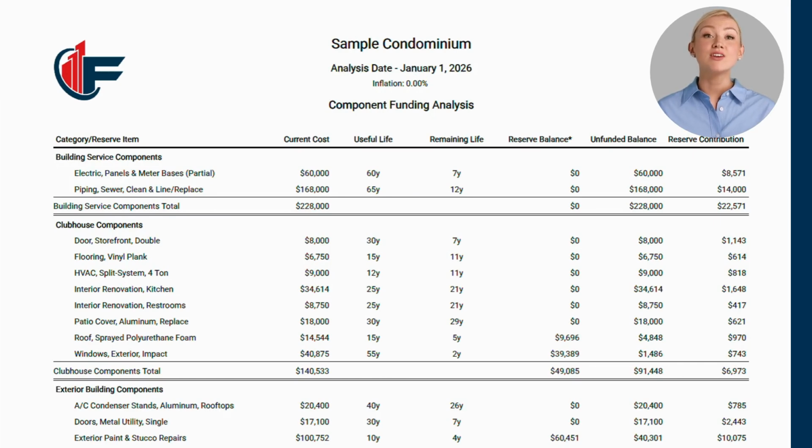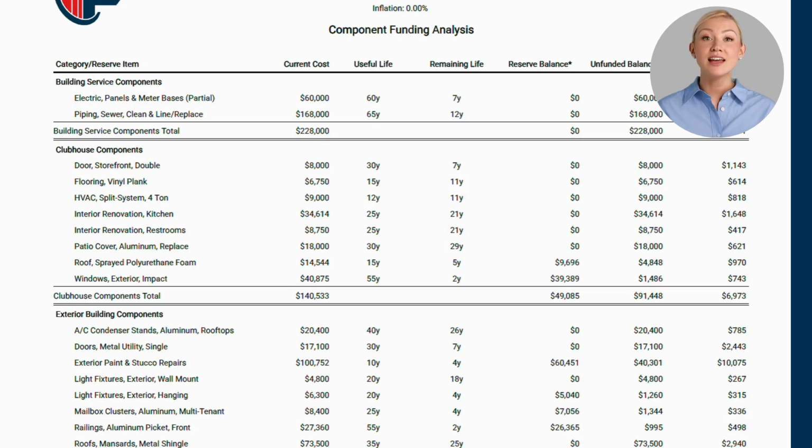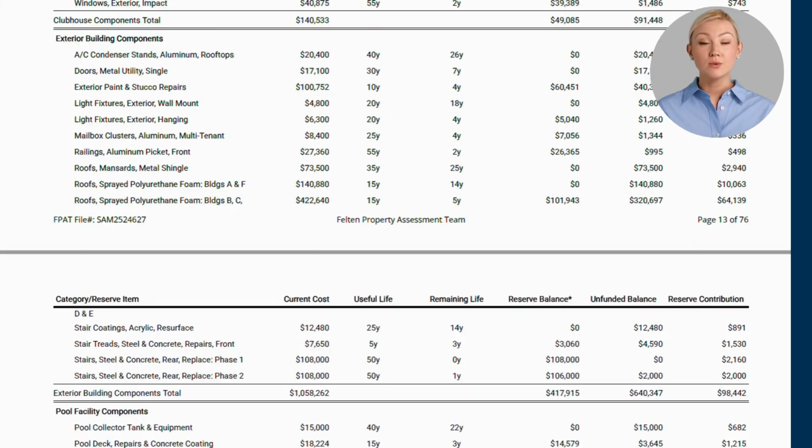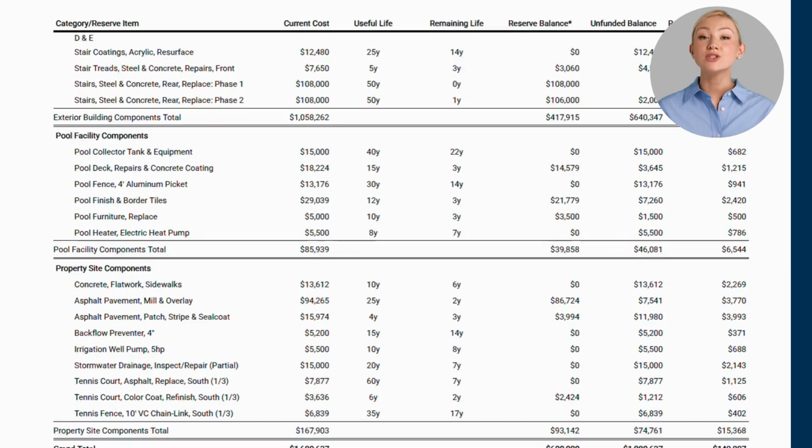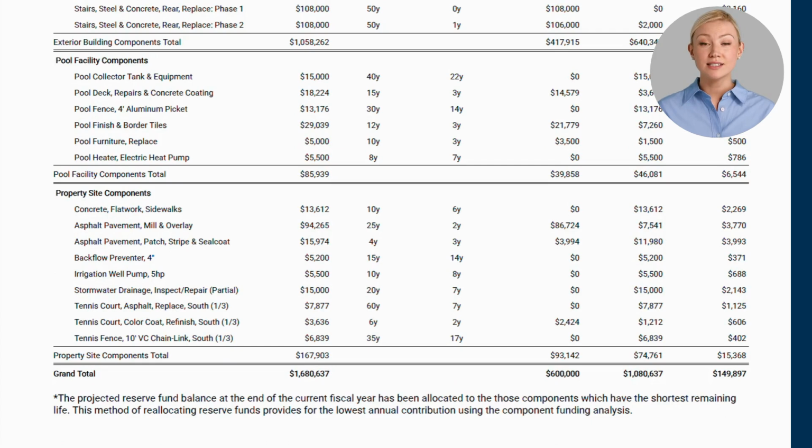This method uses straight-line calculations for each individual component, with annual contributions determined by dividing the unfunded balance by the component's remaining useful life. In this method, funds are tied to specific components and cannot be reallocated without a vote of the members, which can make the process challenging for many associations. Because this plan places so much emphasis on the remaining balances, the way funds are allocated ends up driving the annual contributions. This is different from the cash flow model, where the contributions are based directly on projected expenses.